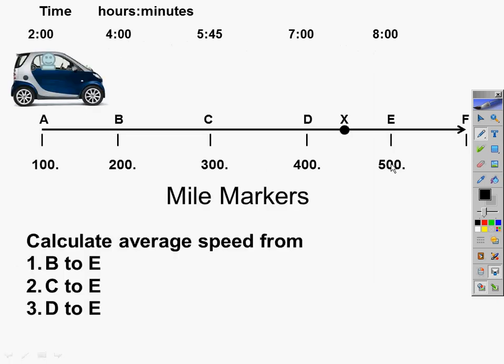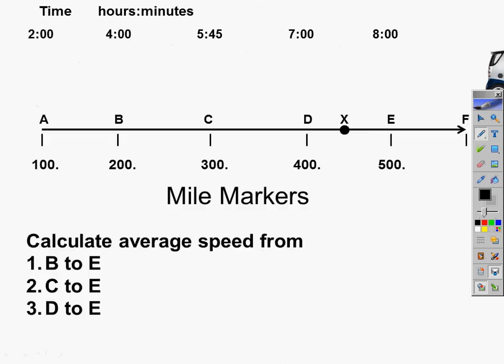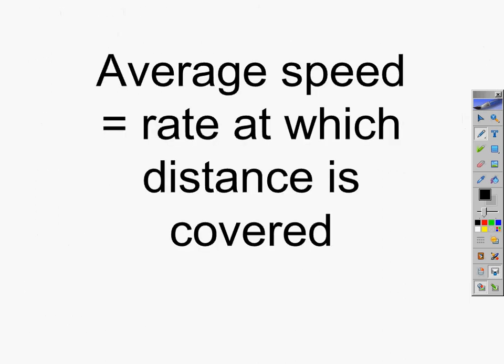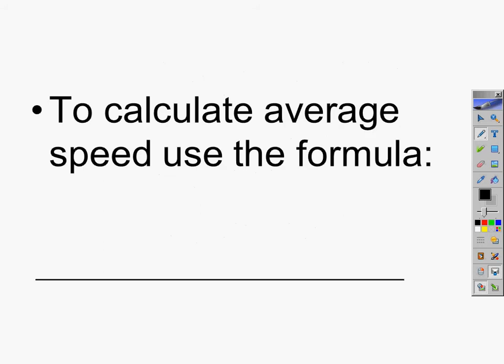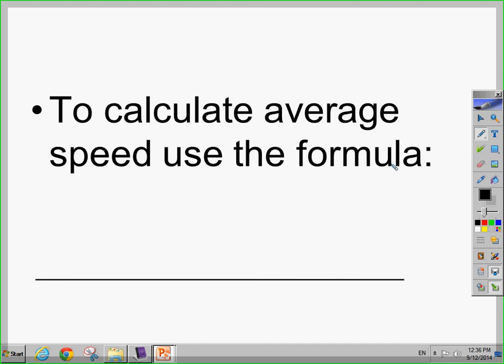Okay, so when you calculate average speed, it's very easy. The average speed is the rate at which distance is covered, and by definition, we know the formula to calculate the average speed. Just use this formula. Average speed equals the change in position divided by the change in time. We don't usually write out those delta signs, but really it's how much the distance changes compared to how much the time changes.